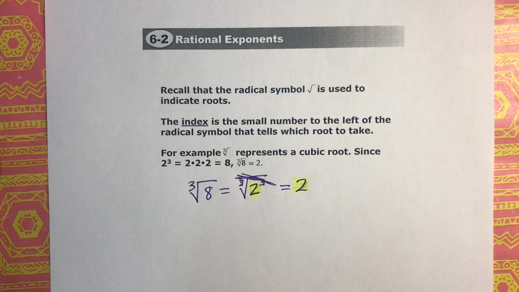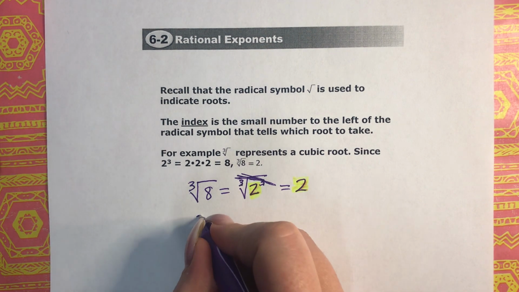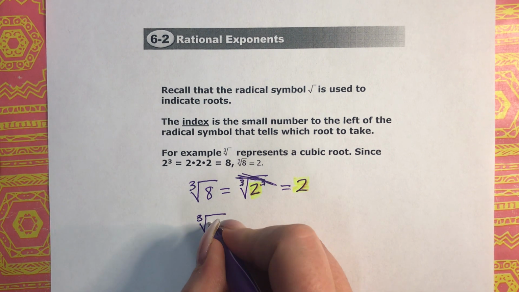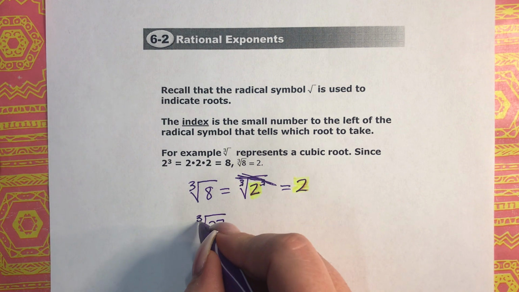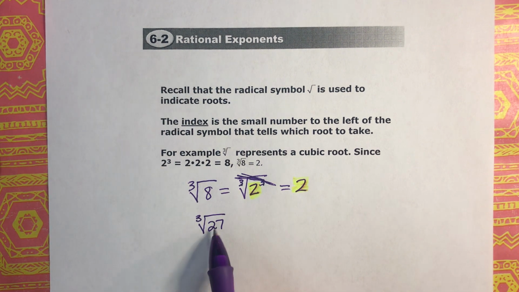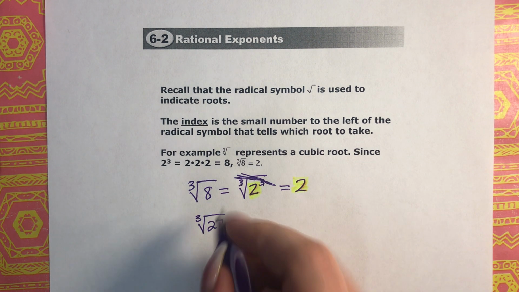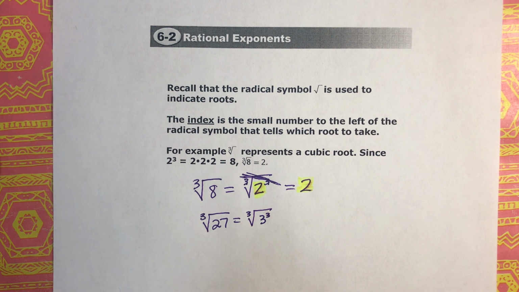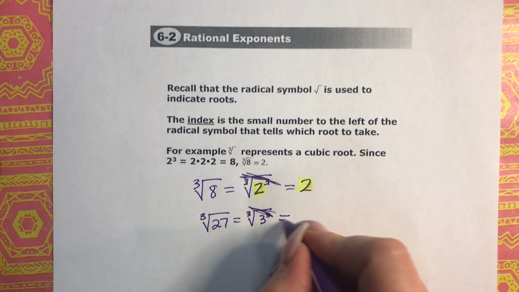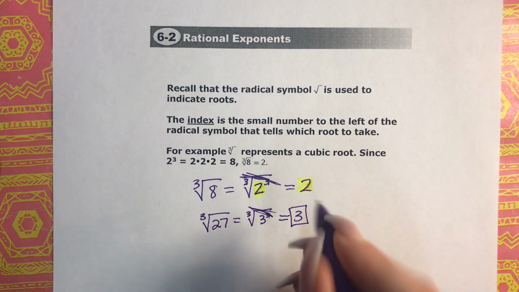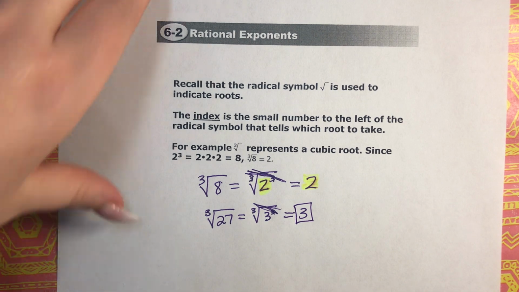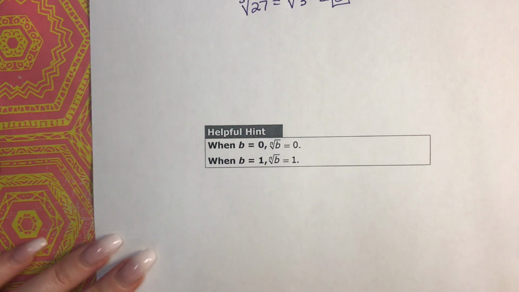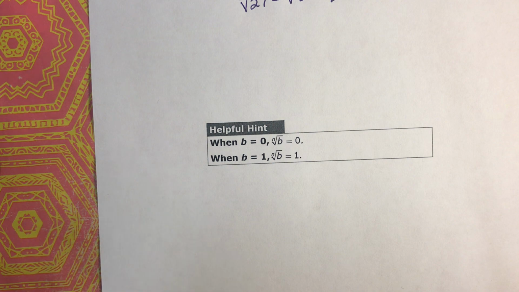So if we had another one, like the cube root of 27, well, cube roots cancel out cube numbers. So is 27 a cube number? We just practiced that. Yes, it is. 27 is the same thing as 3 cubed, right? And what happens? This cube root cancels out that cube number, and what we're left with is 3, which is the answer. Okay?